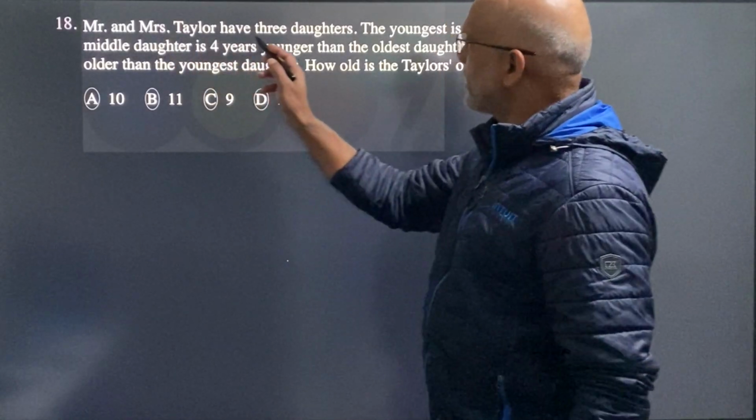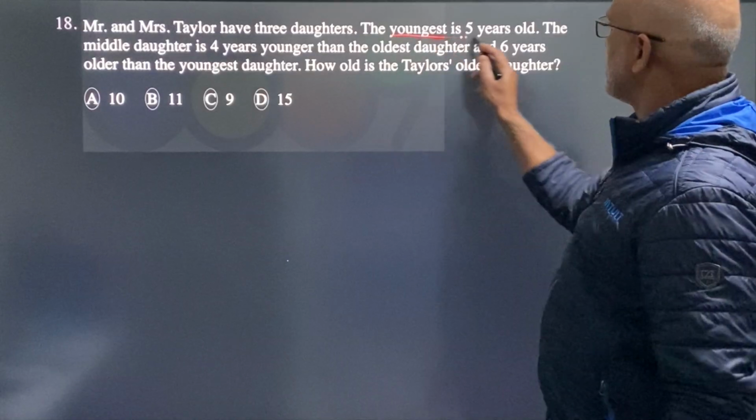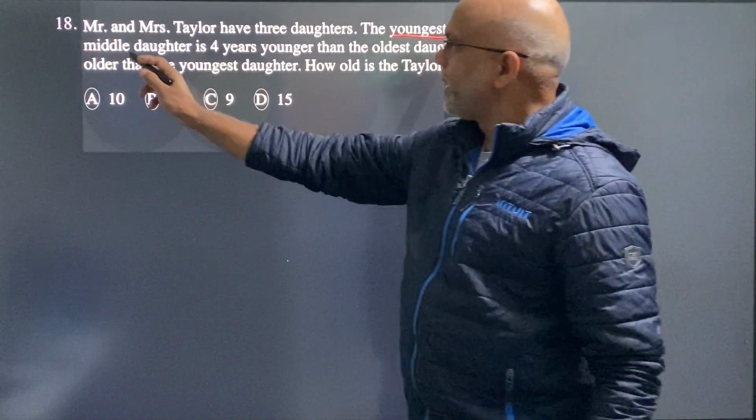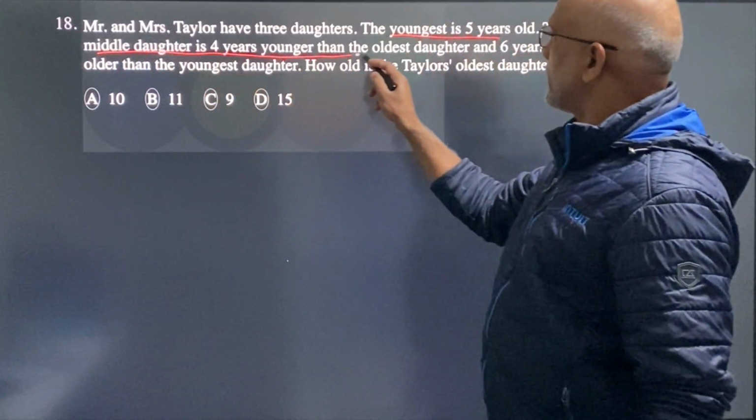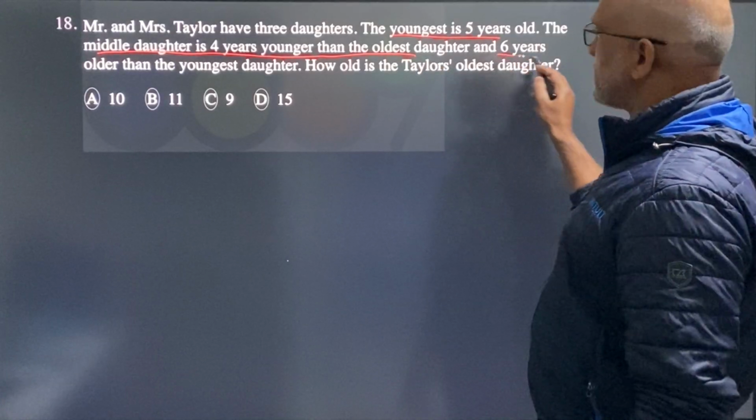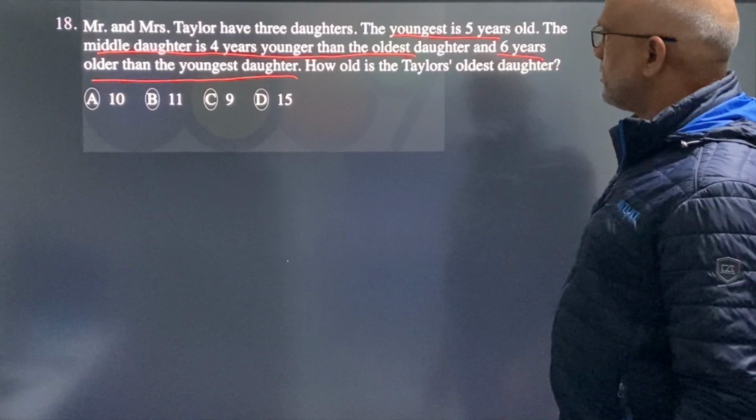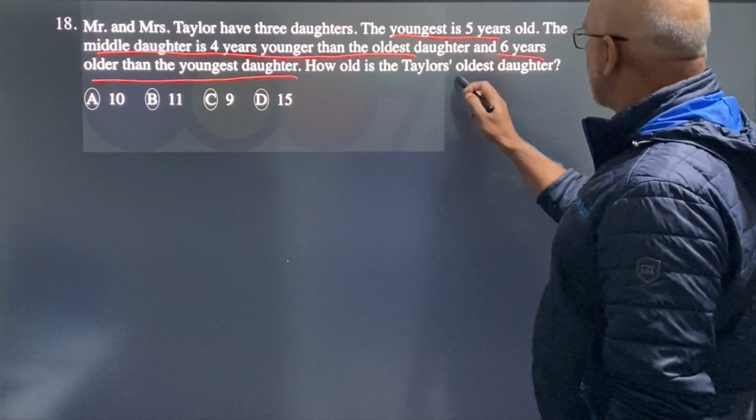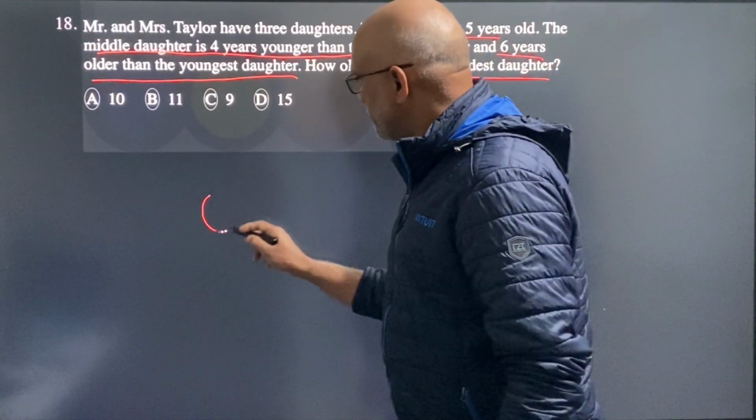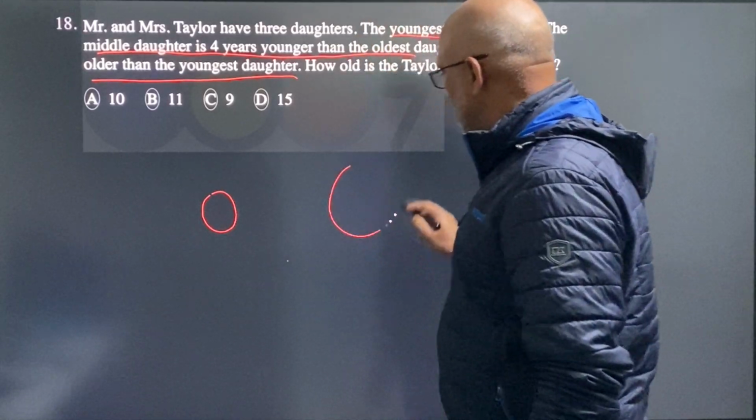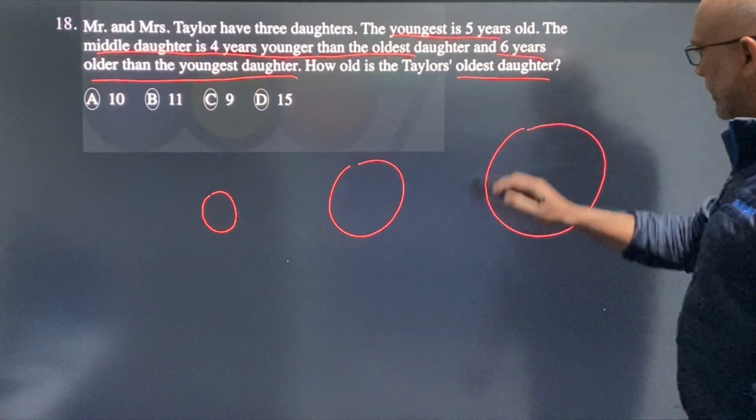Mr. and Mrs. Taylor have 3 daughters. The youngest is 5 years old. The middle daughter is 4 years younger than the oldest daughter and 6 years older than the youngest daughter. How old is the Taylors' oldest daughter? Alright, so this is the youngest, this is the middle, and this is the oldest daughter.